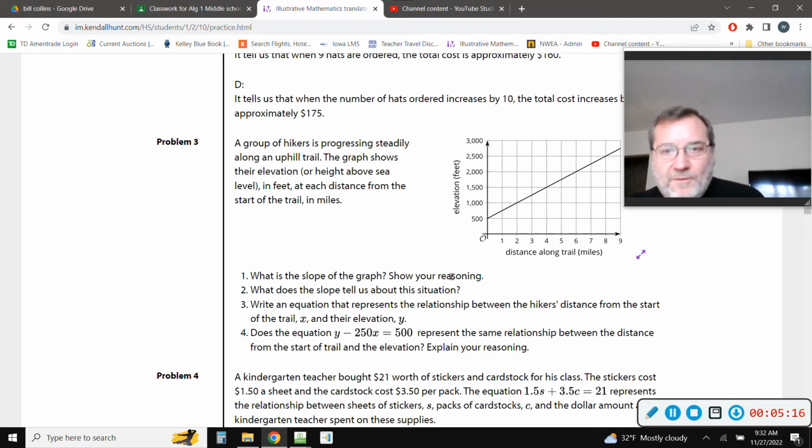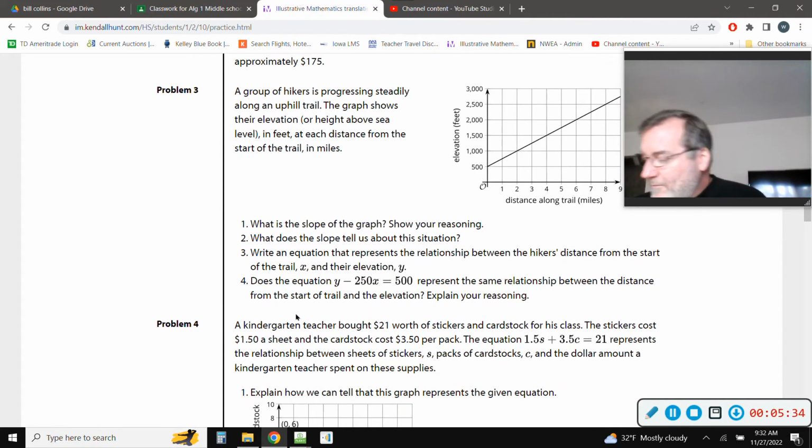What's the slope of the graph? Well, let's see. Remember, the slope is the rise divided by the run, if you want to think of it that way. Let's get out my little piece of paper, and we'll figure this out. Let's see what it says. Problem number 3. Let me get to the right page in my book. So what's it telling us?